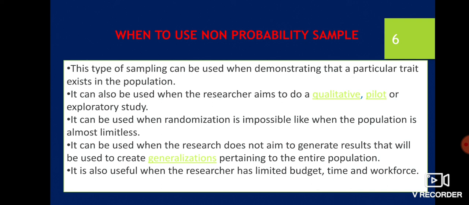It can be used when randomization is impossible, like when the population is almost limitless. It can be used when the research does not aim to generate results that will be used to create generalizations pertaining to the entire population. So, mostly kasi sa qualitative study, they don't really need 1,100 population. Usually, it is less than 30 individuals, because the nature of the qualitative study is actually the live experiences or in-depth study. You could actually interview people more than 30, but magiging siya too much for you to bear. Sobrang haba niya. So, hindi nyo na matatapos yung study nyo. Lastly, it is also useful when the researcher has limited budget, time, and workforce.